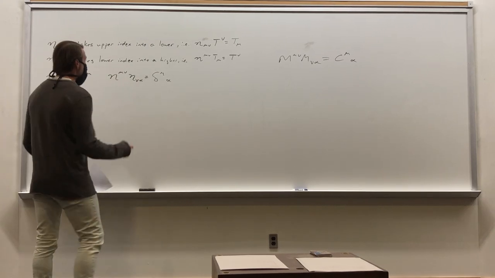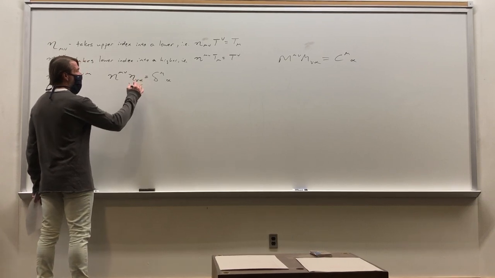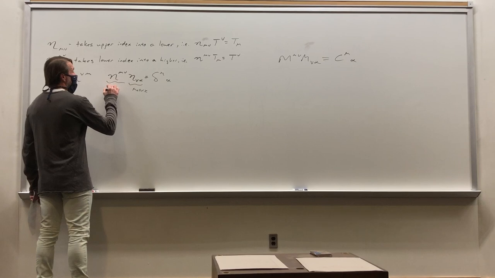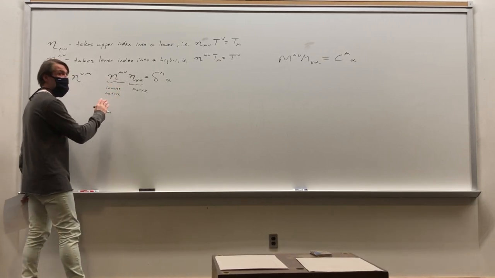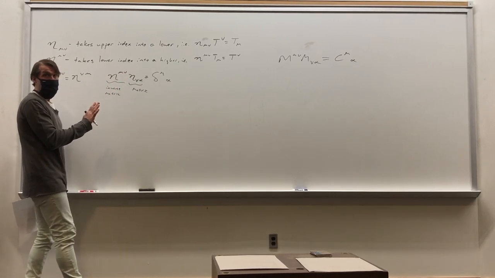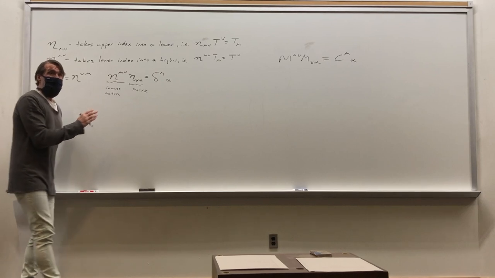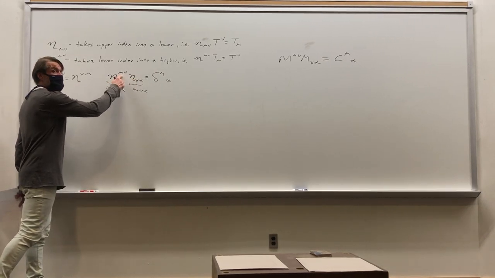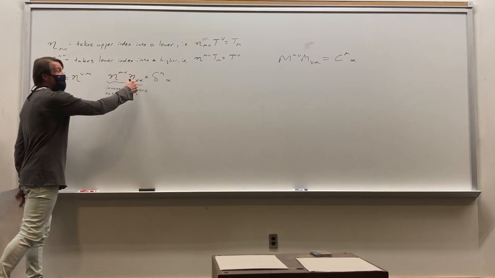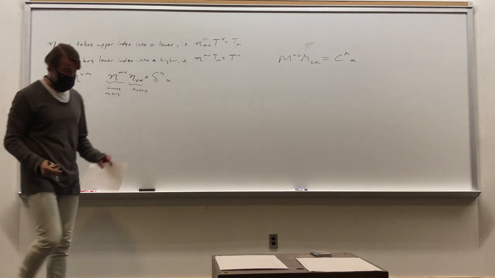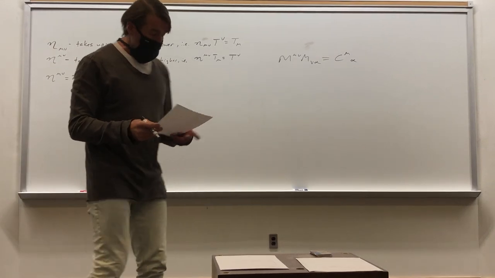Okay? That's why we call this with two lower indices the metric, and this the inverse metric, even though in special relativity they have the same values. Okay? But again, they're 4x4 matrices, but as tensors, they behave very differently. This is a 2-0 tensor, and this is a 0-2 tensor. Okay, they just look the same as matrices.